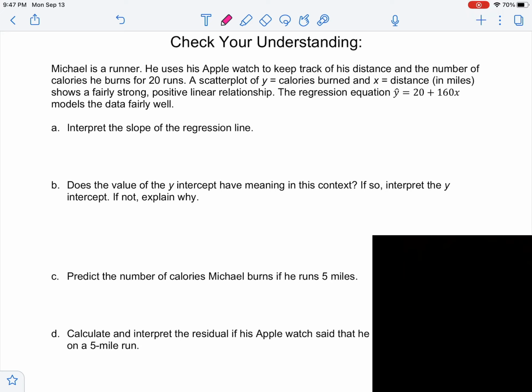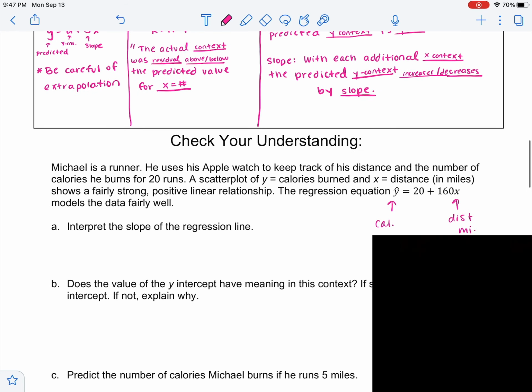A scatter plot of y equals calories burned and x equals distance in miles shows a fairly strong, positive, linear relationship. Wow, look at that. Strong, strength, positive, direction, linear, form. Awesome stuff. The regression equation models the data fairly well. And right there, I'm just plugging in what x and y mean in context of the problem. So y is calories, x is distance in miles.